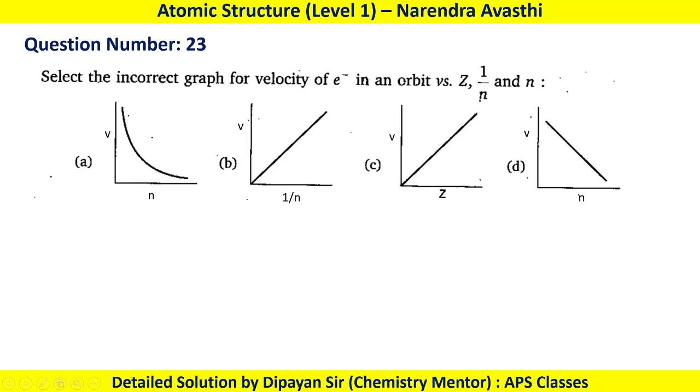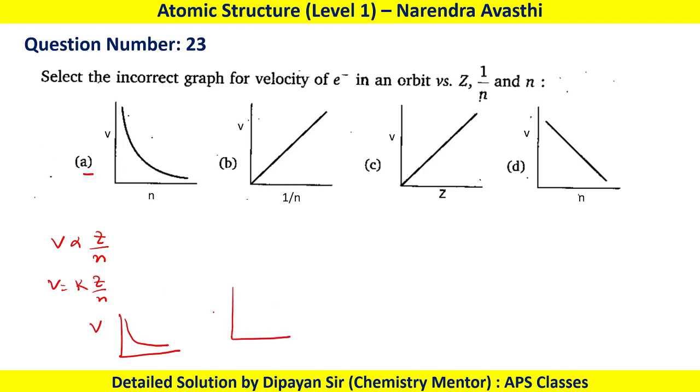In question number 23, select the incorrect graph for velocity of electron in an orbit versus z or 1 by z or n or 1 by n. Now the thing is that v is directly proportional to z but inversely proportional to n. So v equals k z by n should be the proper function we have to plot. Now if we plot v versus n, it will be a non-linear graph like this, so this is correct.